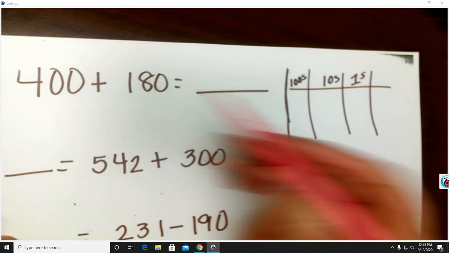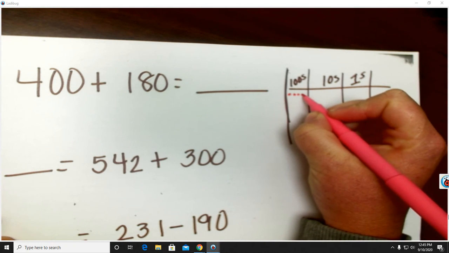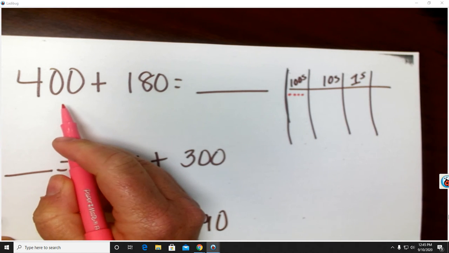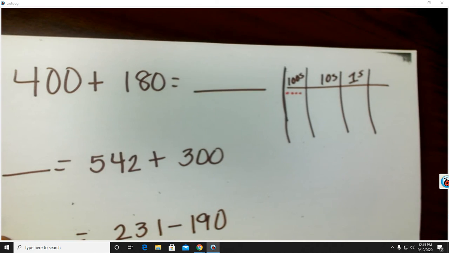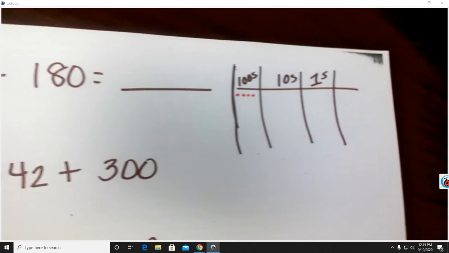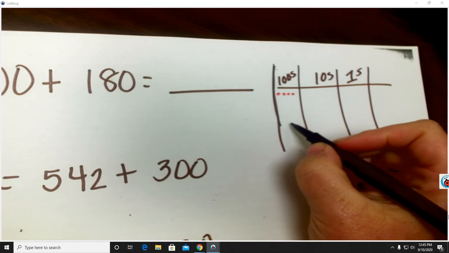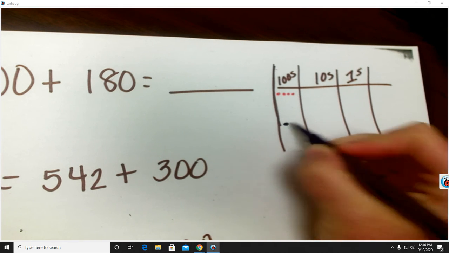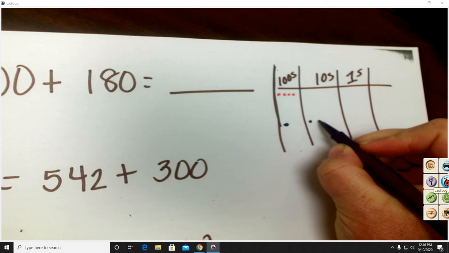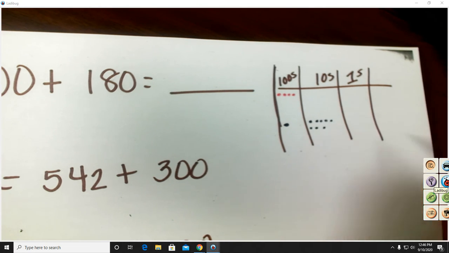So I'm going to first model 400. So 1, 2, 3, 4. And in 400, there are no 10s or 1s. So that's just what 400 looks like in the place value chart. Now I'm going to come down a little and model 180 using a different color. So I have 100, I have 8 10s, and I have 0 1s.